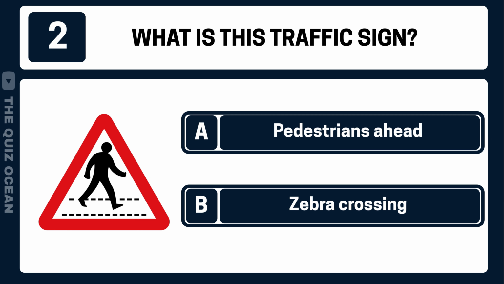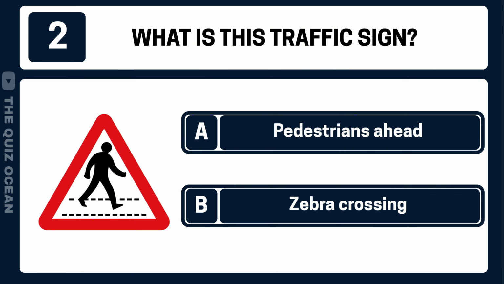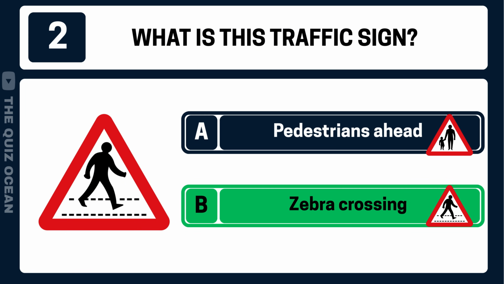Guess this road sign. A. Pedestrians ahead. B. Zebra crossing. Correct. This is the zebra crossing sign.